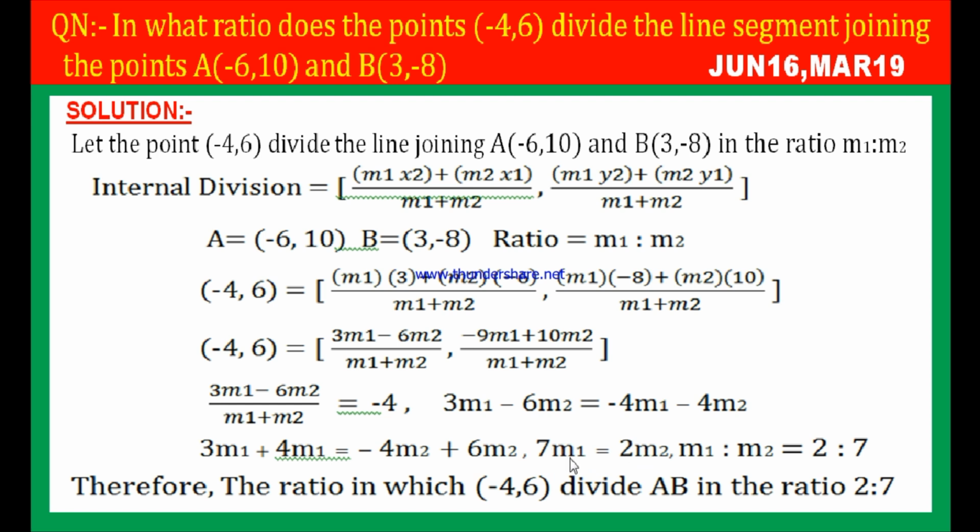Here we have 7m1 is equal to 2m2. 7 into m1 is equal to 2 into m2. Here these two are multiplying at the LHS and these two are multiplying at the RHS. If you take this m2 to the other side, it comes to the denominator, that is m1 by m2 is equal to 2 divided by 7. M1 by m2 is nothing but m1 is to m2, which is 2 is to 7. Therefore, the ratio in which the point (-4, 6) divides the line joining AB is 2 is to 7. Thank you one and all.